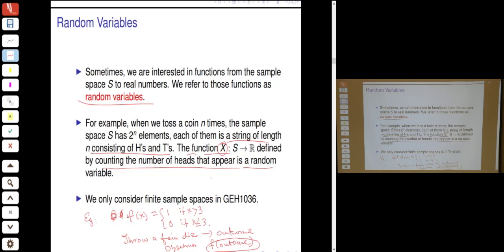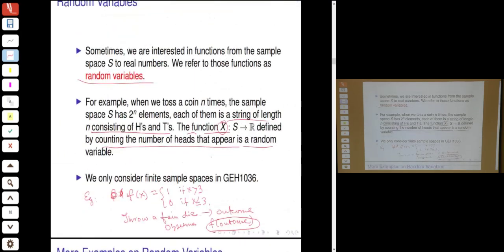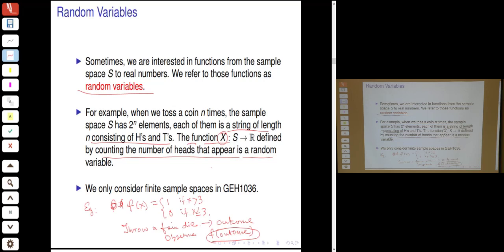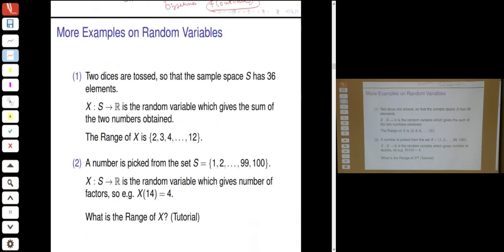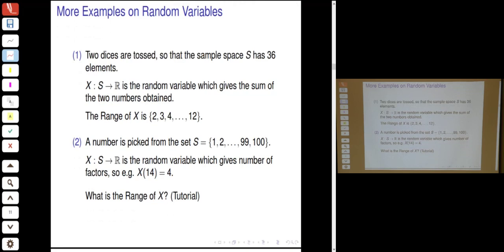Okay, so let us continue with the lecture. Before the break, we started discussion on random variables, and we will continue with examples of random variables. So, two dice are tossed. The sample space has 36 elements. It's a pair of the outcomes of the two dice, a pair of two numbers between 1 and 6. And what you do is you calculate the sum of these two numbers, which are the outcomes of the two dice. So you throw two dice and you take the sum of their outcomes.